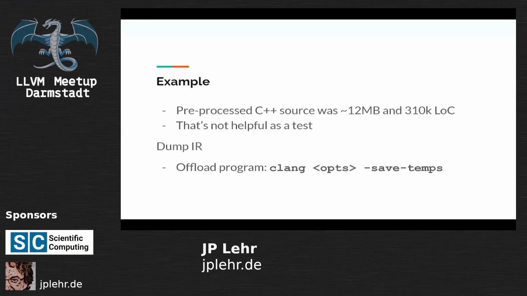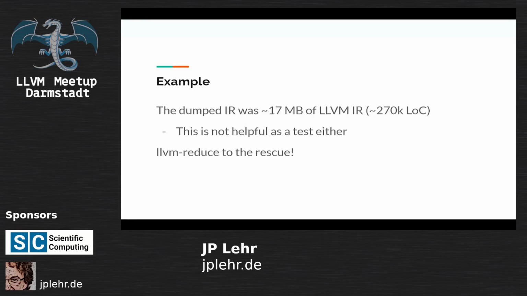So it's an OpenMP offloading program. So there's the save-temps command line option that outputs temporary files all over the place. And in that particular instance, it actually output what I wanted. So that's great. So I used that. There was a dumped IR file that's about 17 megabytes with around 270,000 lines of IR. Okay, that's not helpful either as a test, but it's a starting point for llvm-reduce, right? So llvm-reduce to the rescue.